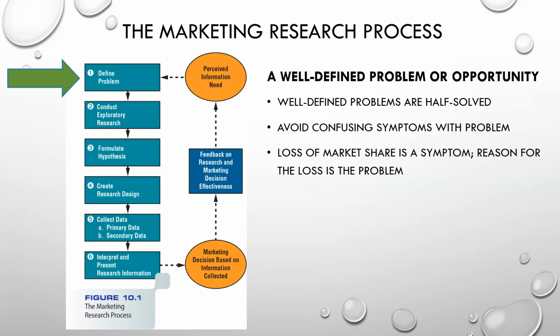This is the most difficult step, and researchers have to be careful not to confuse the symptoms of the problem with the problem itself. So taking our pizza example, frozen pizza Tombstone is seeing that its market share dropped from 8% to 5% in the last 6 months. So this loss of market share is a symptom of the problem, not the problem itself. So defining the problem means looking into the underlying causes of why the market share has dropped.